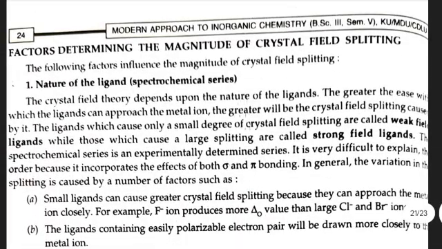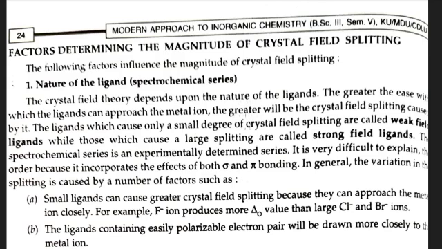Factors determining the magnitude of crystal field splitting. The following factors influence the magnitude of crystal field splitting. First, nature of the ligand, spectrochemical series. The crystal field splitting depends upon the nature of the ligands. The greater the ease with which the ligands can approach the metal ion, the greater will be the crystal field splitting caused by it. The ligands which cause only a small degree of crystal field splitting are called weak field ligands, while those which cause a large splitting are called strong field ligands.